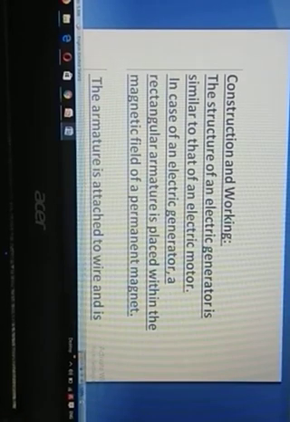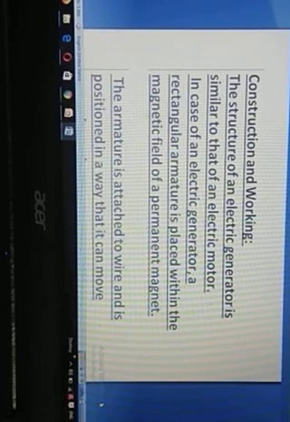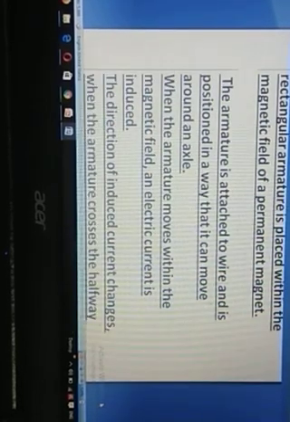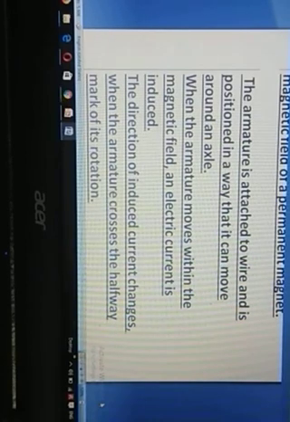Now we have to study the construction and working of these electric generators. The structure of an electric generator is similar to that of the electric motor. In an electric generator, a rectangular armature ABCD is placed within the magnetic field of a permanent magnet, N and S. The armature is attached to a wire and positioned in such a way that it can move around an axle.